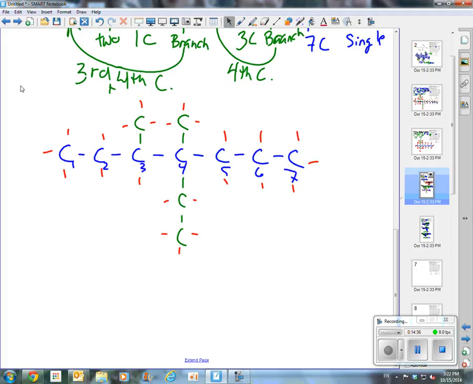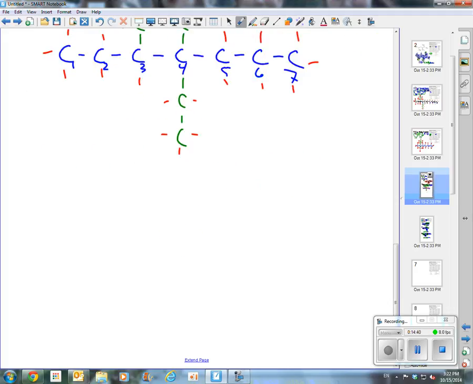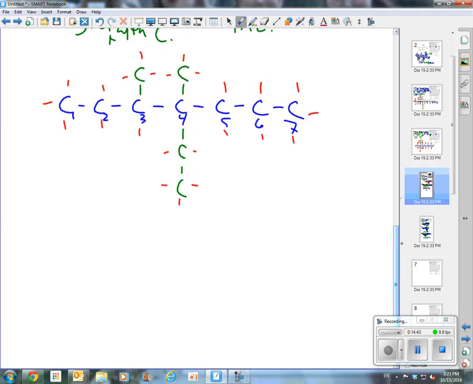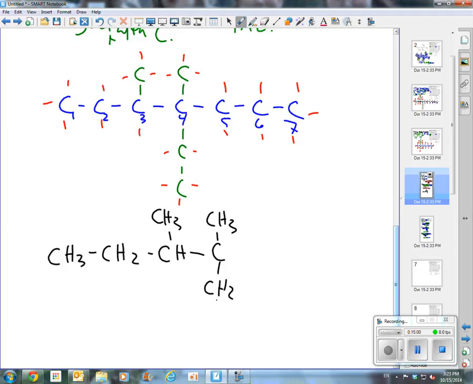Beautiful. So now when I go to do my condensed formula, which is the final step here, hold on 1 second, let me clean that up. Okay, so I have a CH3 joined to a CH2 joined to a CH, which is joined to a CH3 up at the top. Then I have a straight up carbon here, which is joined to a CH3, CH2, CH3, joined to a CH2, CH2, and then capping off the end with a CH3.